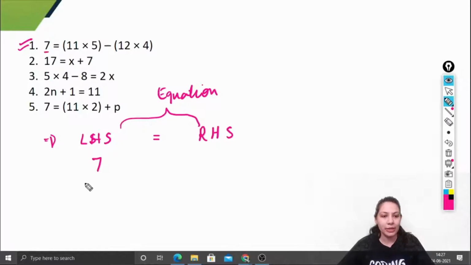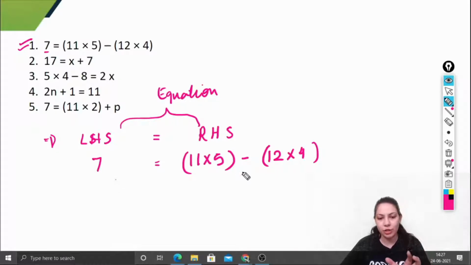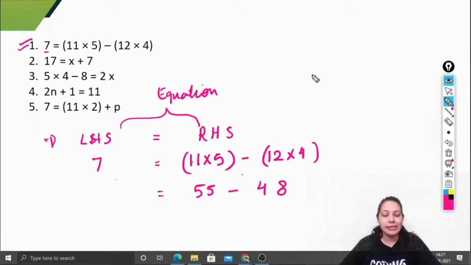So we are given the left hand side as 7, and in the right hand side 11 into 5 minus 12 into 4, and we have to check if this is an equation or not. If LHS is equal to RHS, then definitely this will be an equation. So let us check. 11 into 5 is 55, and 12 4s are 48. Let us subtract 48 from 55. So we are left with 7. Yes, so the answer is 7, and the left hand side is 7. So yes, this is an equation.